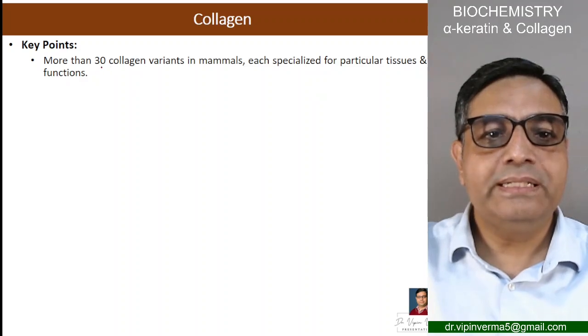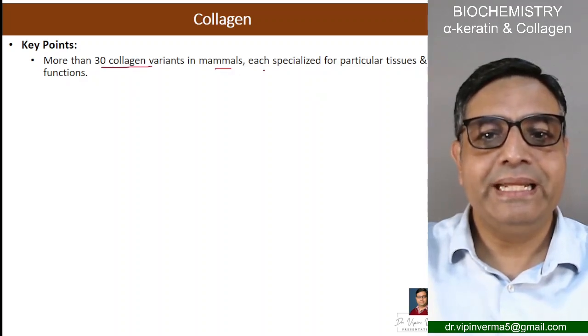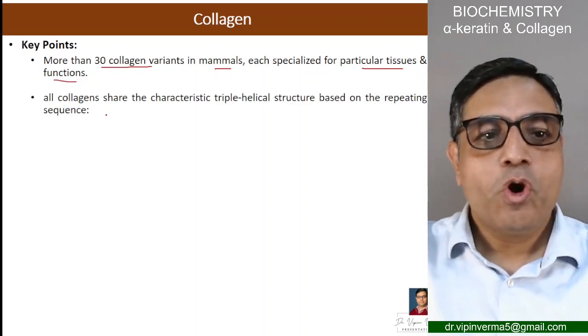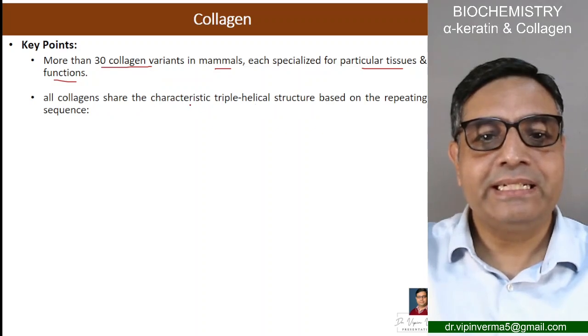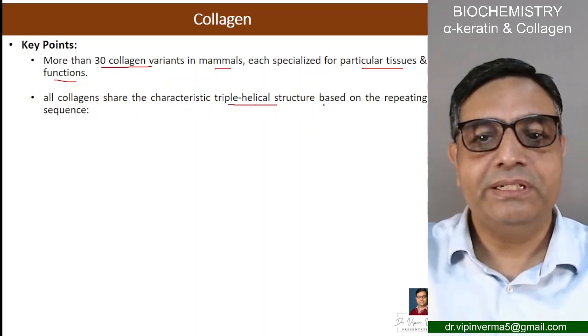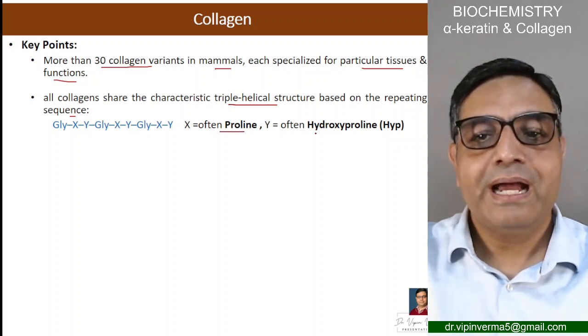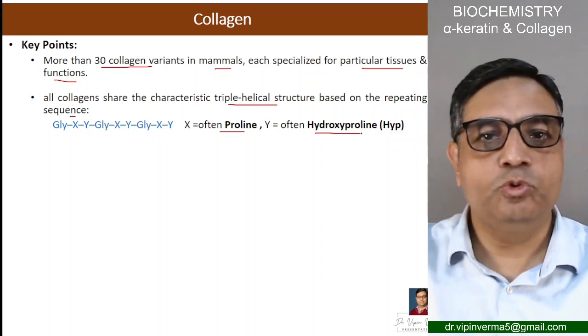There are more than 30 collagen variants in mammals, and each is specialized for particular tissues and functions. So, many variants. All collagens share the characteristic triple helical structure based on the repeating sequence, which is glycine-X-Y, glycine-X-Y, glycine-X-Y, where X is often proline and Y is often hydroxyproline, which you have seen two slides back.